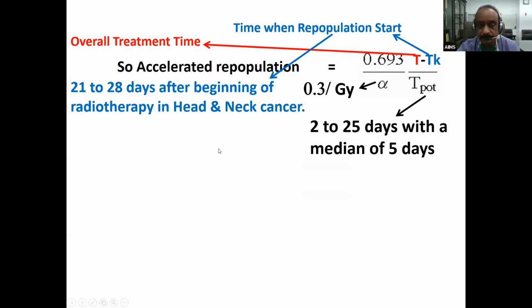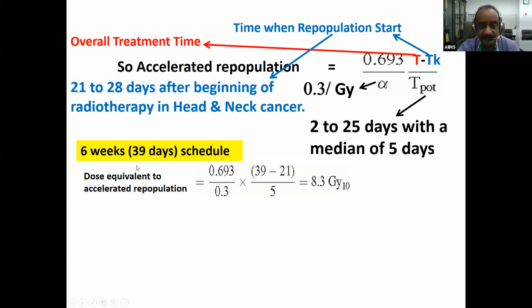5 days. So we can calculate the dose of radiation which goes waste due to accelerated repopulation in a regime which finishes in 6 weeks' time or 39 days. So we can put the values in this formula. So 0.693, alpha is 0.3, total duration of the treatment is 39 days. Accelerated repopulation starts at 21 days, divided by potential tumor doubling time, which is 5. And when you calculate, it comes out to be 8.3 gray.